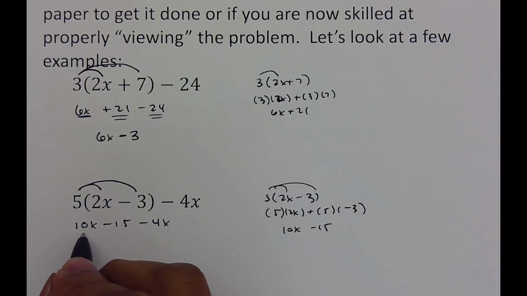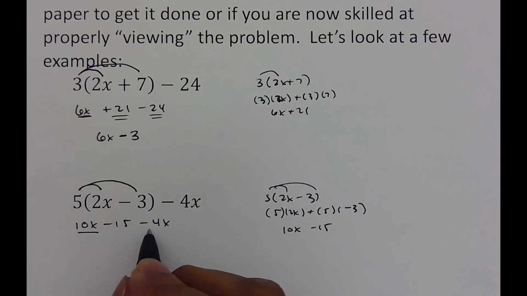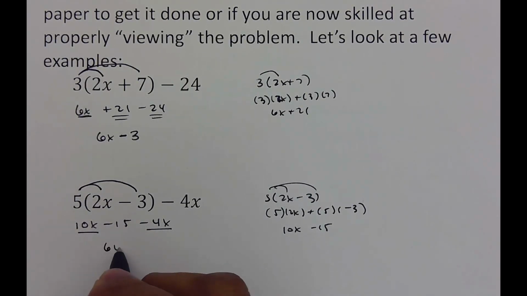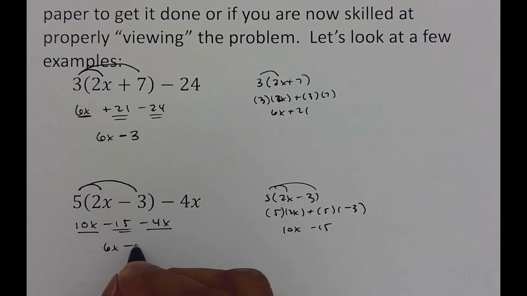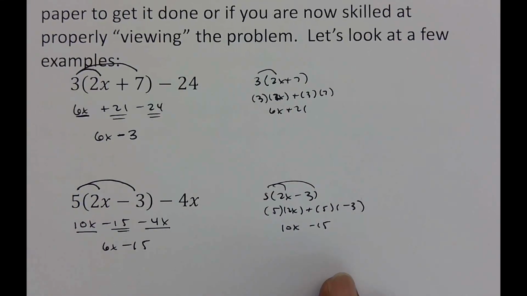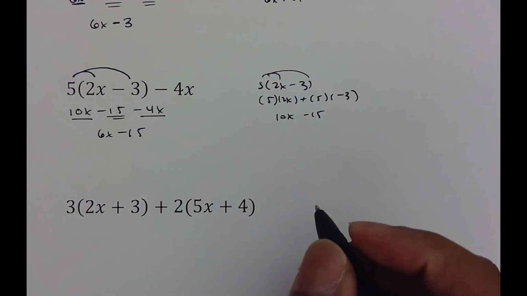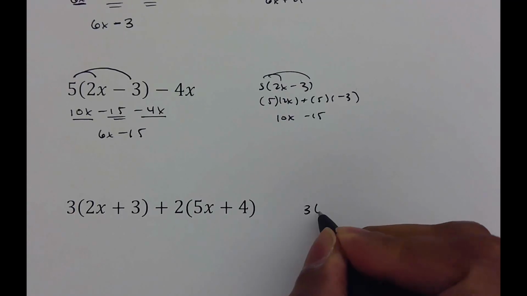Again, from that part, you put your like terms together. 10x can actually be put together with negative 4x. 10 minus 4 is 6, so it's 6x. And then bring down your minus 15 to finish off the problem. Here, same thing. If you've got to do it the long way, do it the long way.